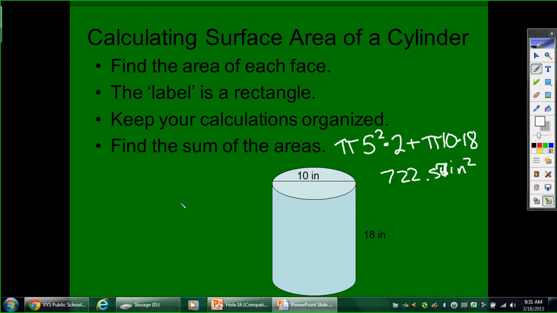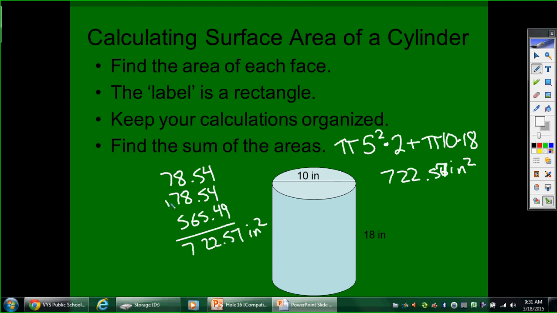If you do this as individual faces, pi times 5 squared is 78.54, and I have two of those. And then pi times 10 times 18 is 565.49. And when I find the sum, 722.57 square inches. So if I find each individual face, I can do it like that, or if I do one long equation, I can do it like this.